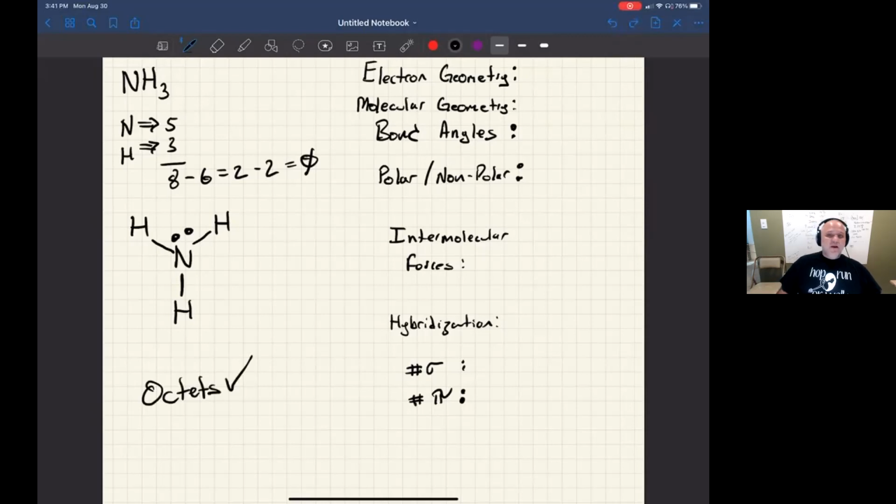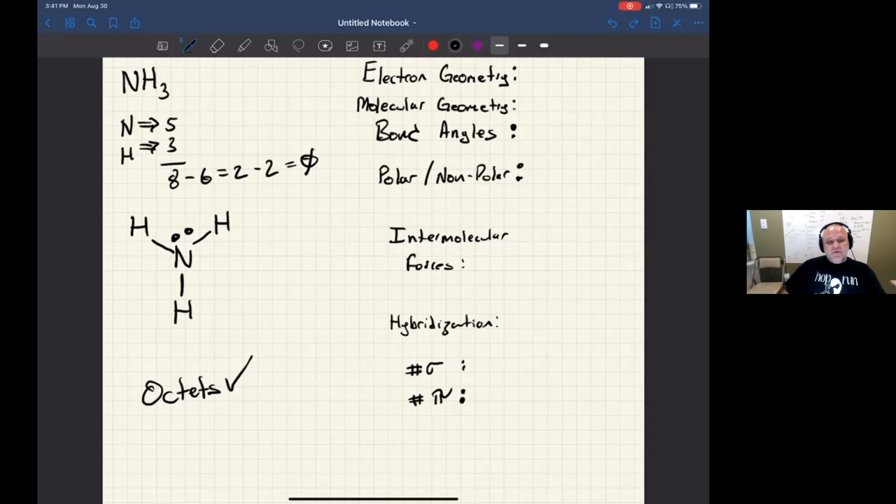Now, in order to figure out the electron geometry, I need to count the number of geometry groups, the number of electron groups around the central atom. A bond or a lone pair counts as 1 electron group. So the number of groups are 1, 2, 3 from the bonds and 1 more from the lone pair. So it's 4 geometry groups.